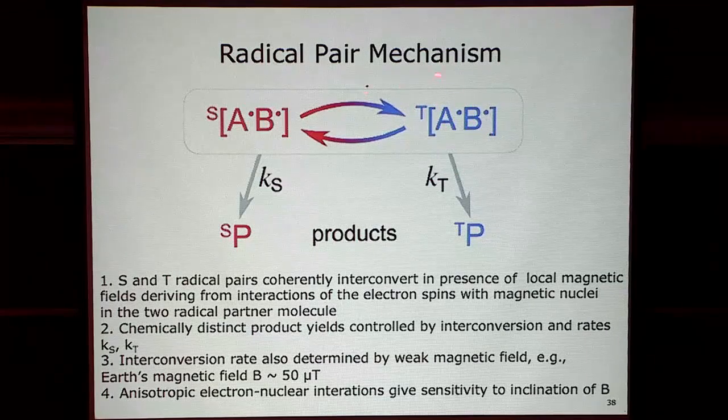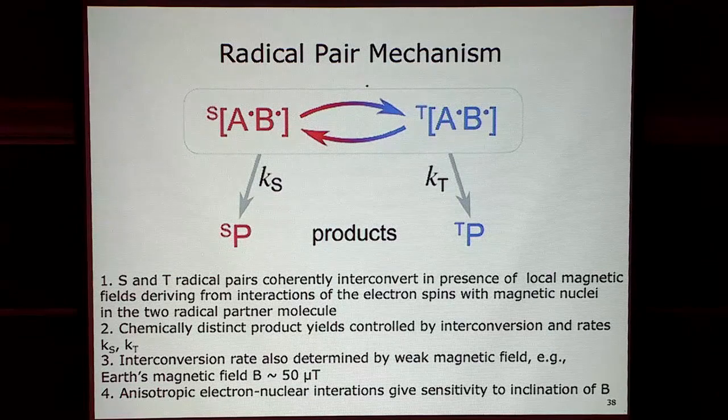The radical pair says that these pairs which are in states S or states T coherently interconvert in the presence of local magnetic fields, and the local magnetic fields derive from the interactions of the electron spins with the nuclear spins. So if you've ever had an MRI done on you, you know that nuclear spins are very important, in particular hydrogen spins, and they're in all biological material. So certainly there are a lot of nuclear spins in cryptochrome.